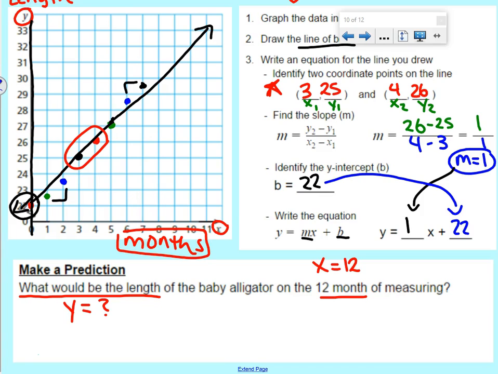So we use our equation. We have our equation y equals 1x plus 22. Now we're going to take that 12 and put it in for x. So we do y equals 1 times 12 plus 22.